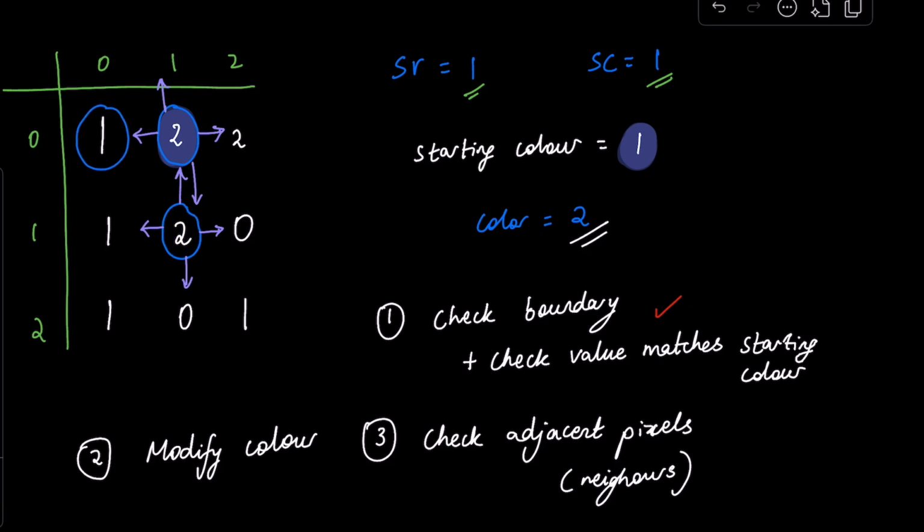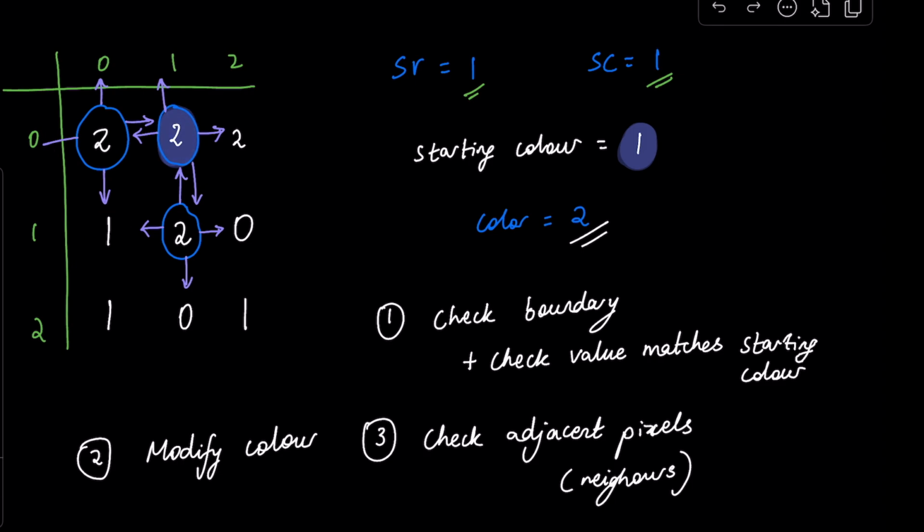And now we perform the same steps 1 to 3. So step 1, we can see it's within the boundary and the value matches the starting color. So we can move to step 2, which is to modify the color. So this gets modified to a value of 2. And we move to step 3, which is check all of the adjacent pixels. Up, we can see it's out of the boundary, so we return out. To the right, we can see that we've already visited this pixel, so we can return out.